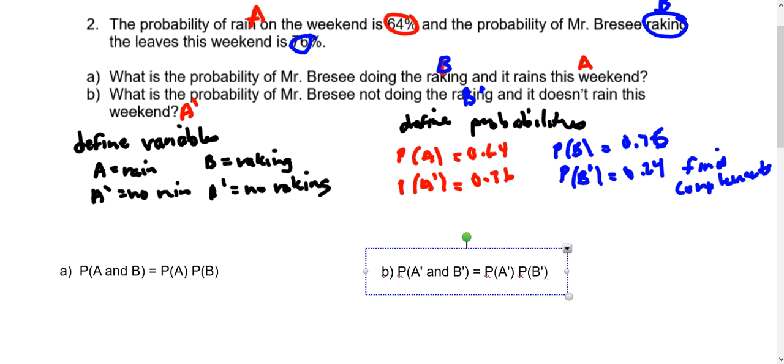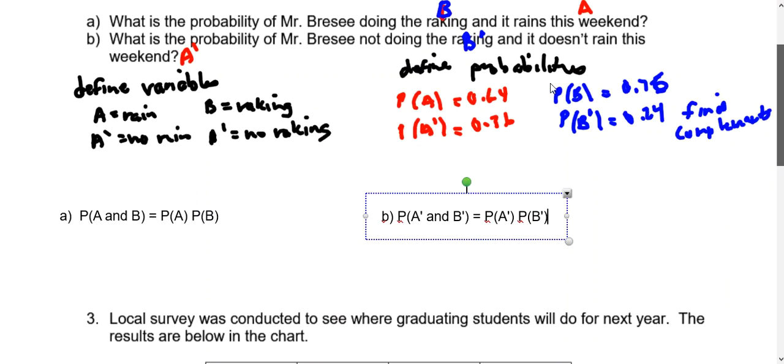All right, so take a couple of minutes using the probabilities that you found. All right, answer the questions, and then I'll be back.